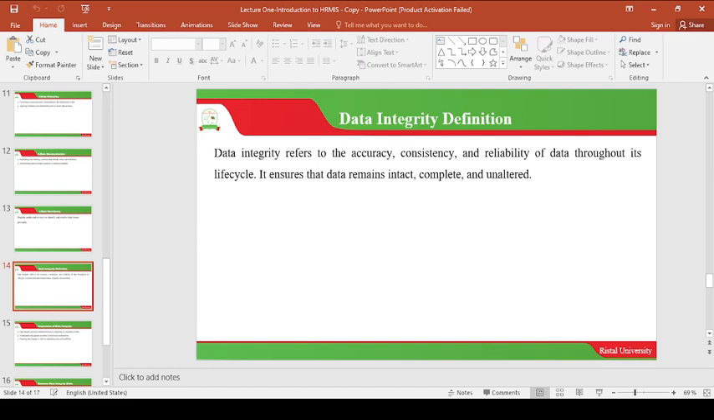Now let us look at data integrity definition. What is data integrity? We have been looking at data quality. Now what is data integrity? Data integrity refers to the accuracy, consistency, and the reliability of data throughout its life cycle. It ensures that data remains intact, complete, and unaltered. That is almost like data quality. Having data which is complete, having data which is consistent is what we mean by data integrity.